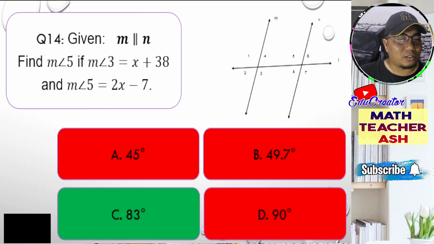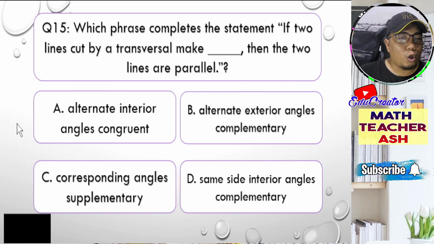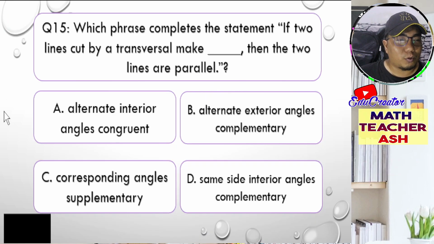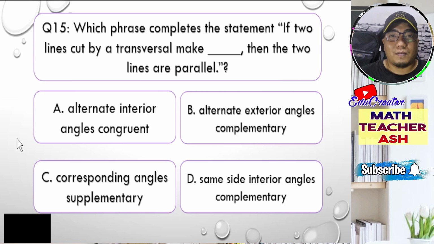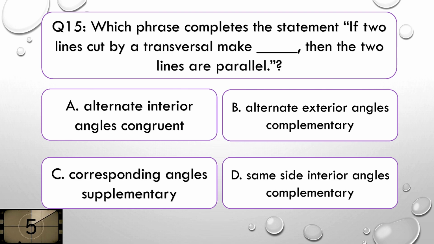Alright, so now let us go to question number 15. Which phrase completes the statement: if two lines cut by a transversal make blank, then the two lines are parallel? Is it A, alternate interior angles congruent, B, alternate exterior angles complementary, C, corresponding angles supplementary, or D, same side interior angles complementary? Okay, I'll give you 5 seconds to think about your answer.